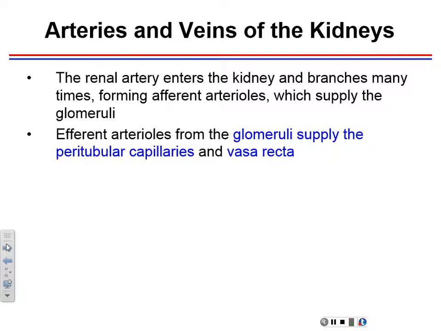So all those things that have been filtered into the renal tubules have got to be reabsorbed into blood. And this is how you do it, through the vasa recta and peritubular capillaries, okay? Which come from the afferent. So peritubular capillaries and vasa recta have to do with reabsorption from the tubules, okay?